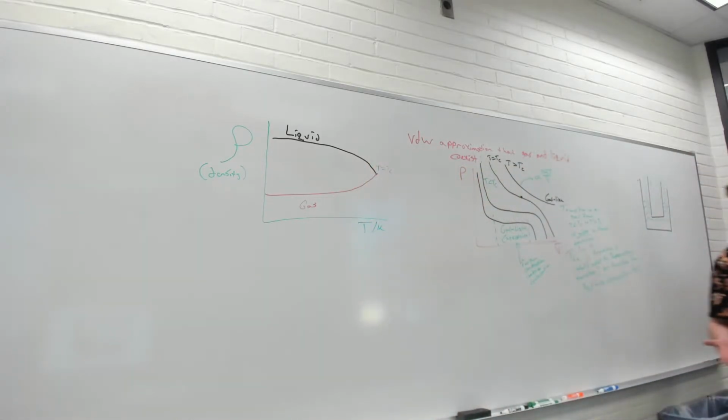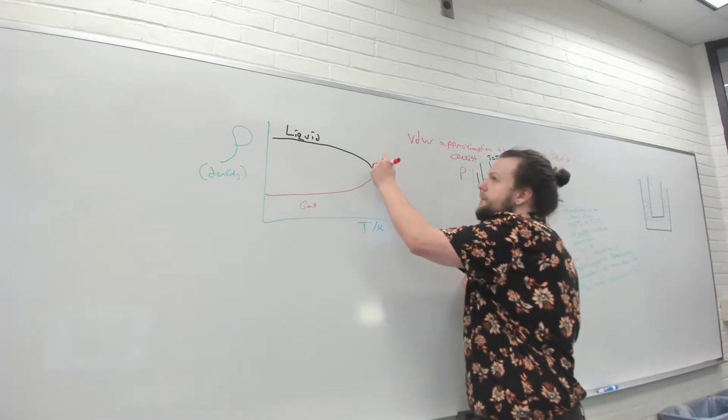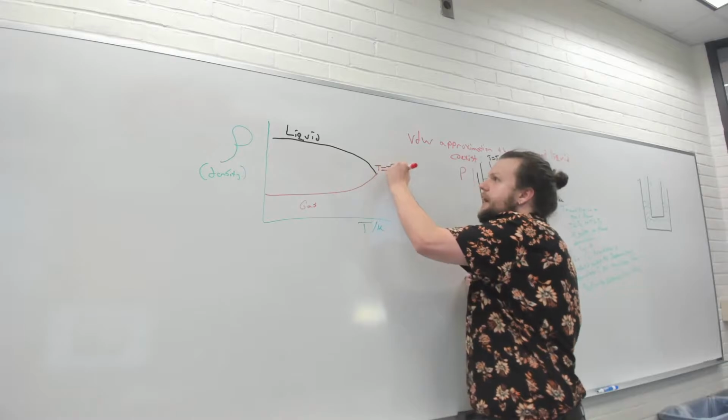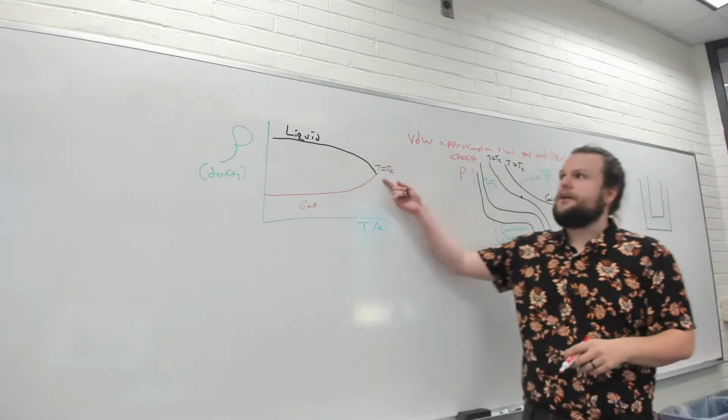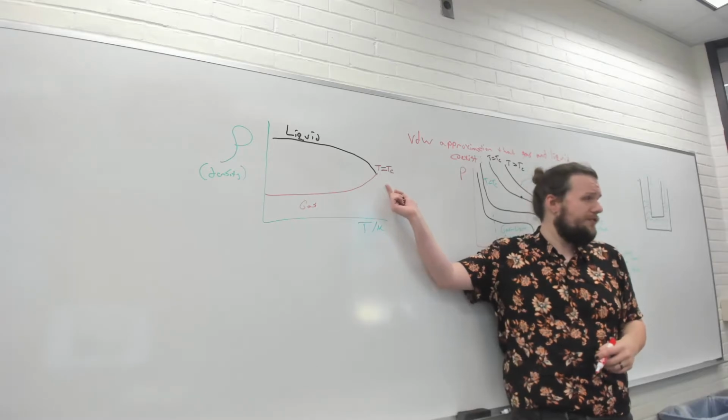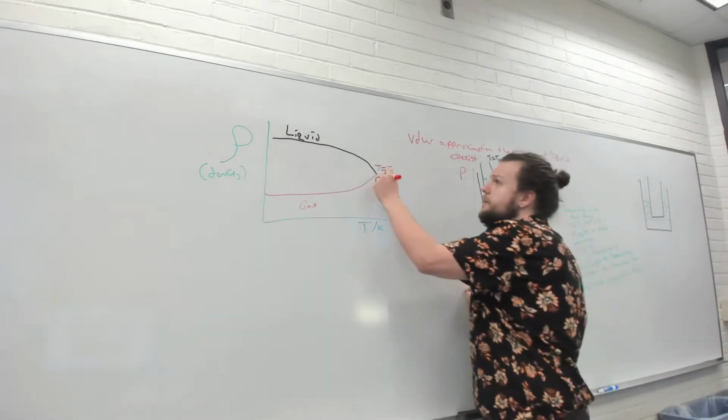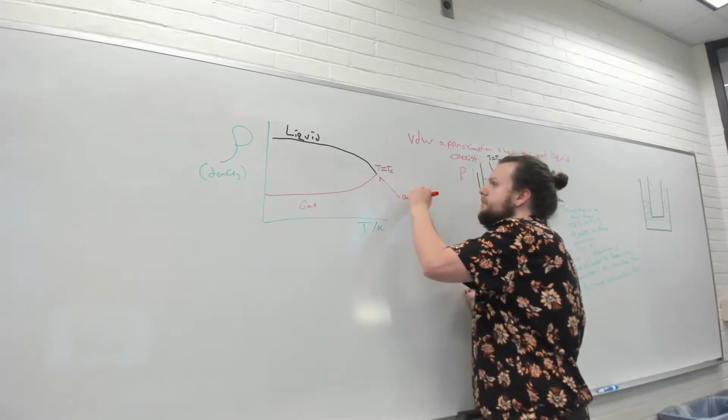So what happens is that as you approach the critical temperature, the liquid density intercepts the gas density, right? And when you have two components that have the same density, then they're one phase. This is just one phase.